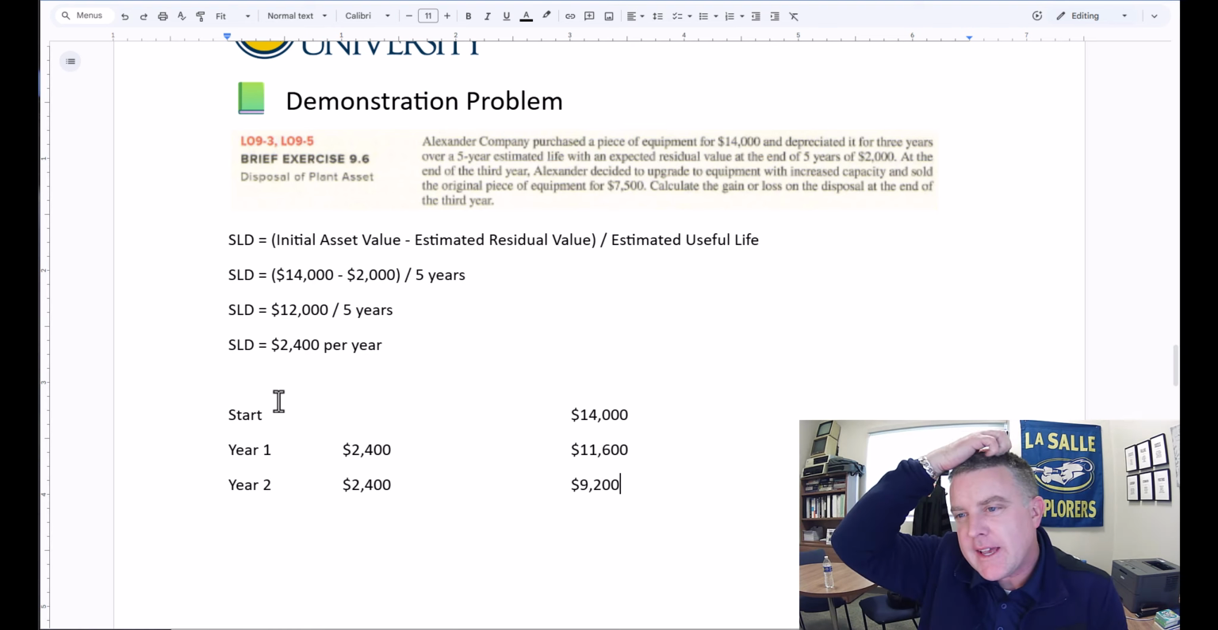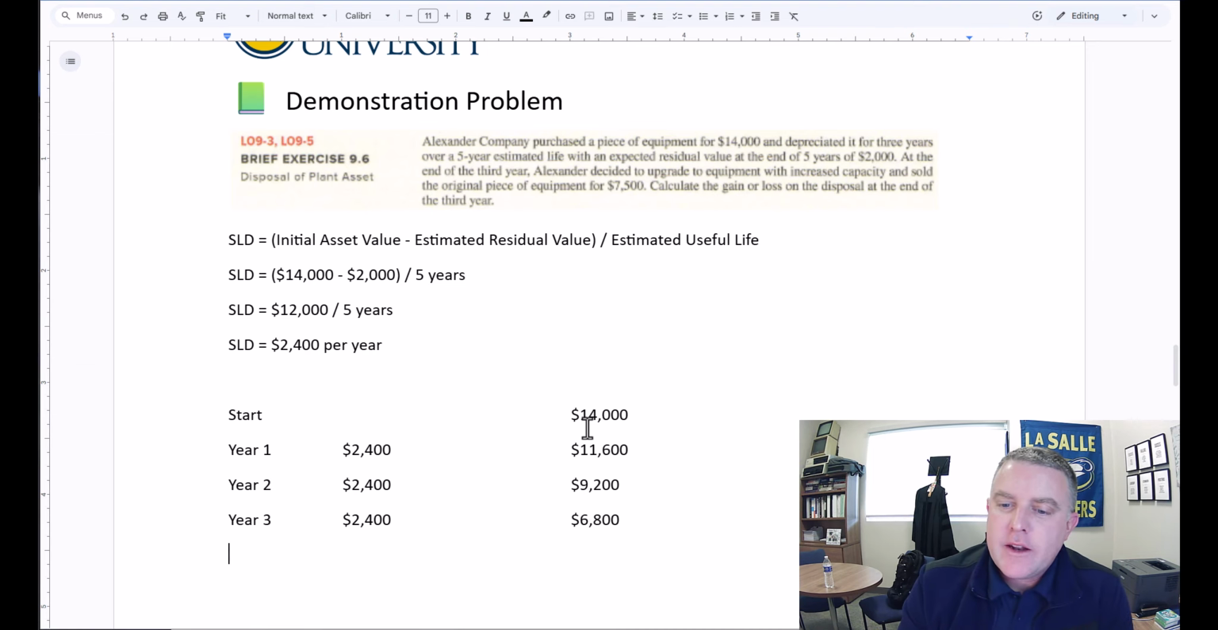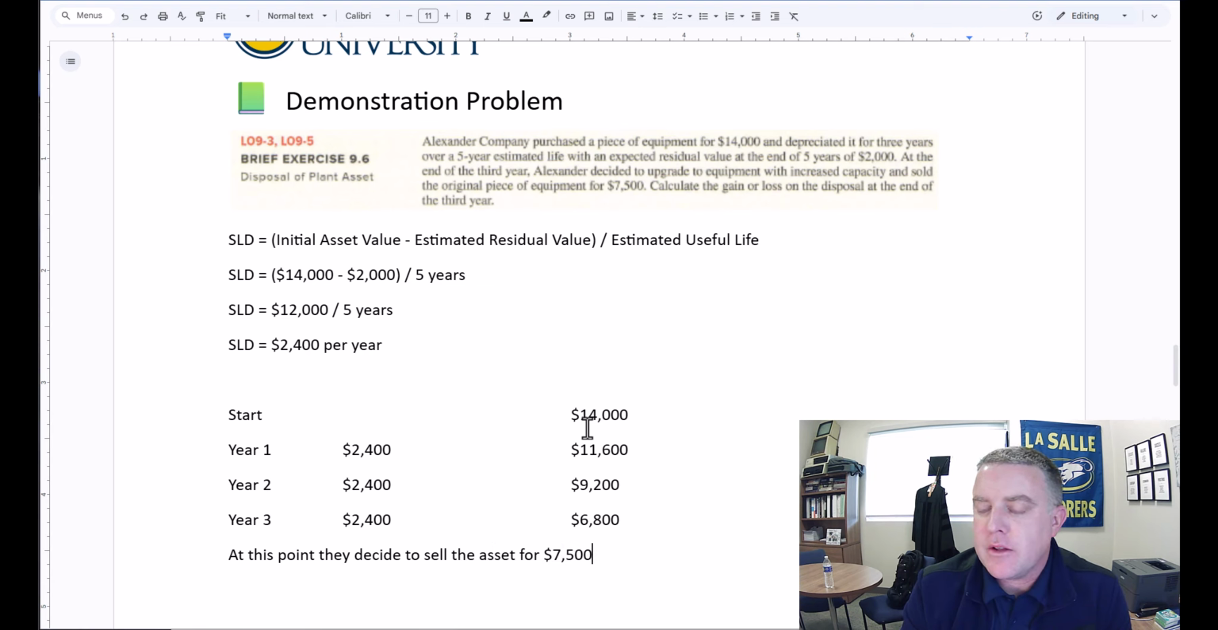And then this asset was sold at the end of the third year. They say up here it's at the end of the third year, which means they record the depreciation for year three, 2,400. And so now the asset is worth $6,800. All right, and it's at this point they decide to sell the asset for $7,500.